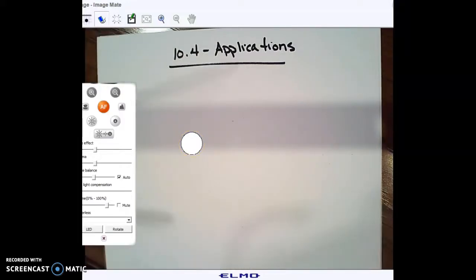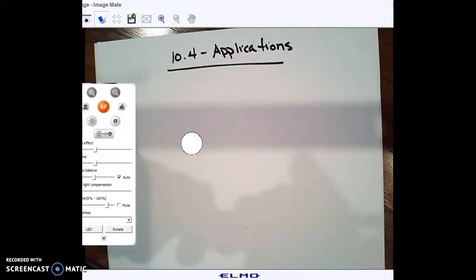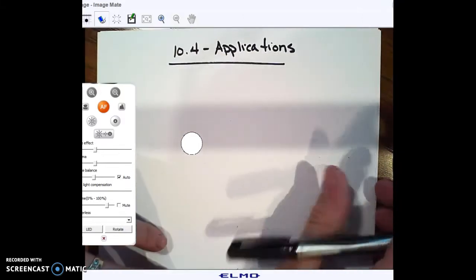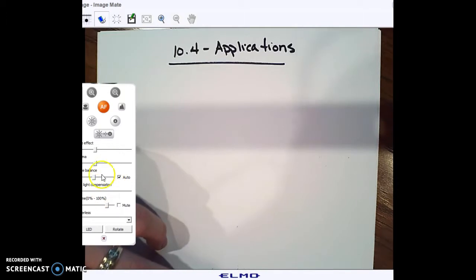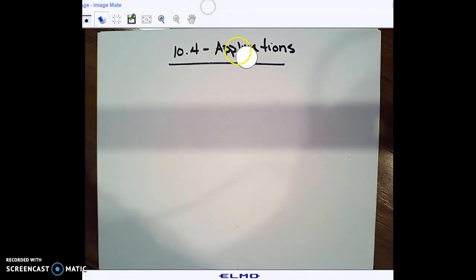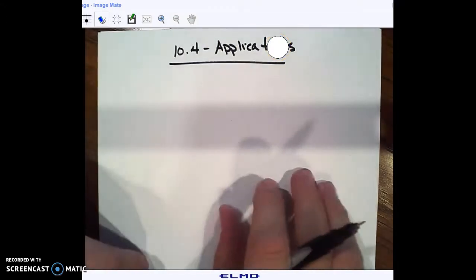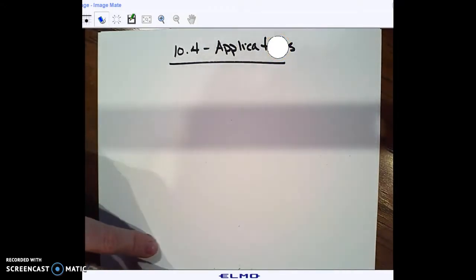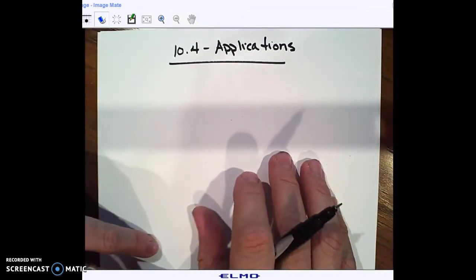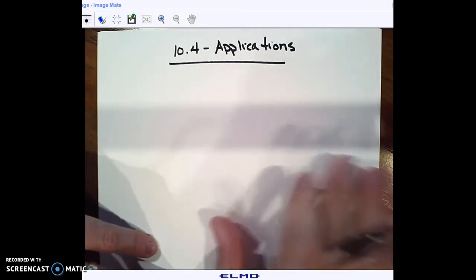Okay, so 10.4, we're dealing with application, which is that dreaded word everybody likes to hear, and that's word problems. Really, word problems aren't all that bad. There we go. Word problems really aren't all that bad in this section. We're going to talk about how to work through them, how to identify what type of problem they are, and then we're just going to work a few examples.